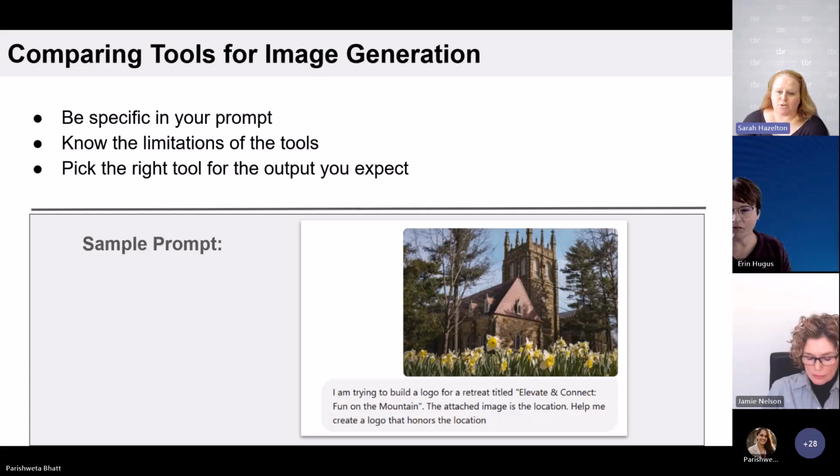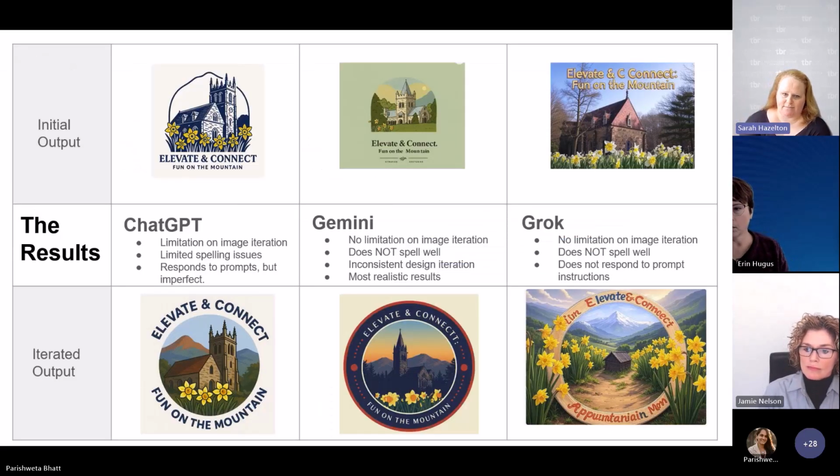So here's what happened. This was my sample prompt. I said, I'm trying to build a logo for a retreat. The retreat is Elevate and Connect, Fun on the Mountain. And here's an image of a location. Help me create a logo that honors the location. So I gave an input and I gave a picture. Here's what I got. That top frame is the initial output. I put the exact same prompt through ChatGPT, Gemini, and Grok. That was the initial output. I did some iteration, and you'll see the output on the bottom.